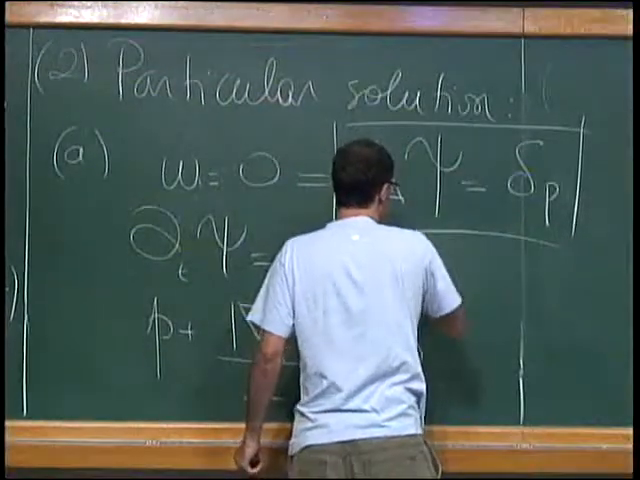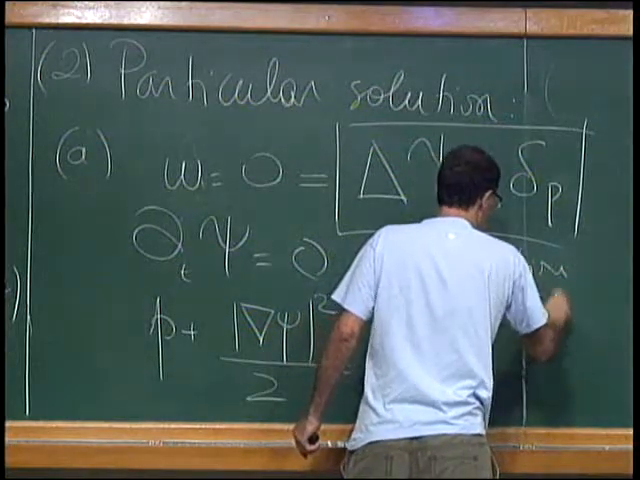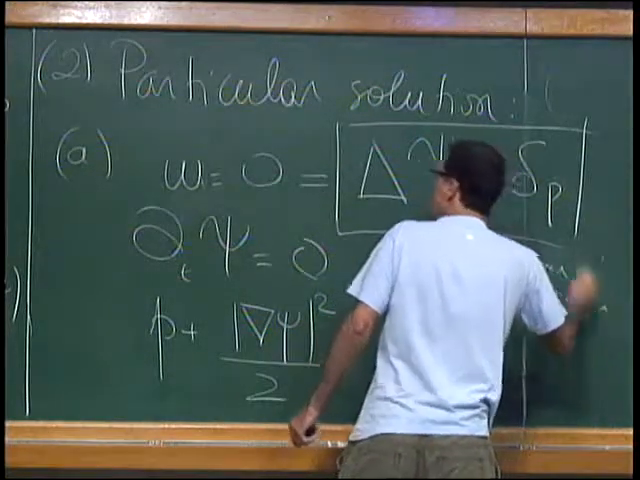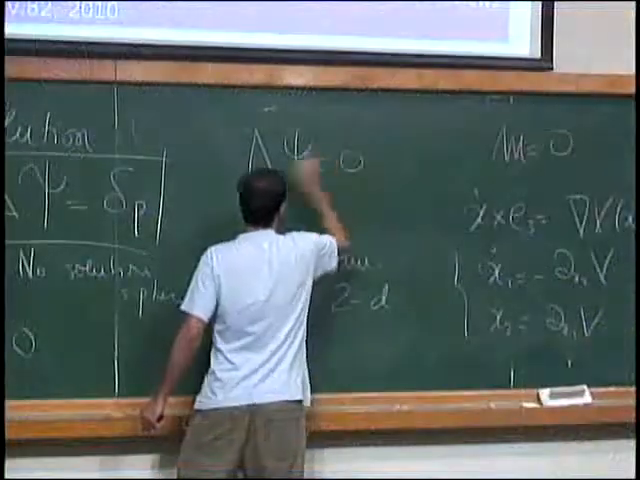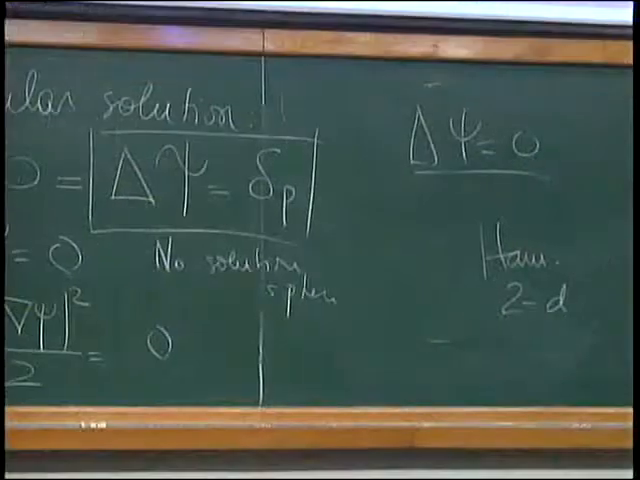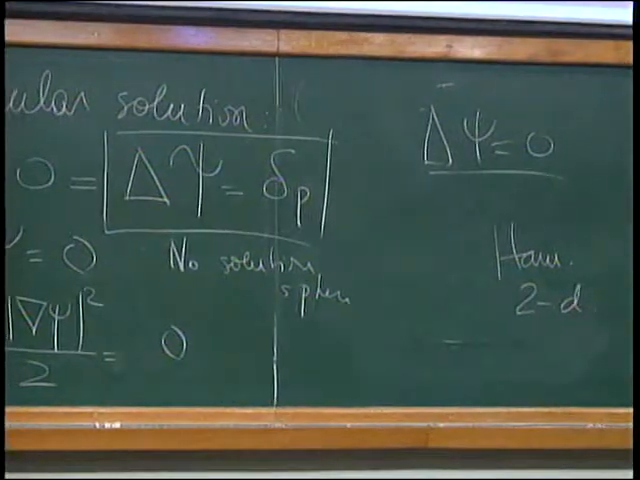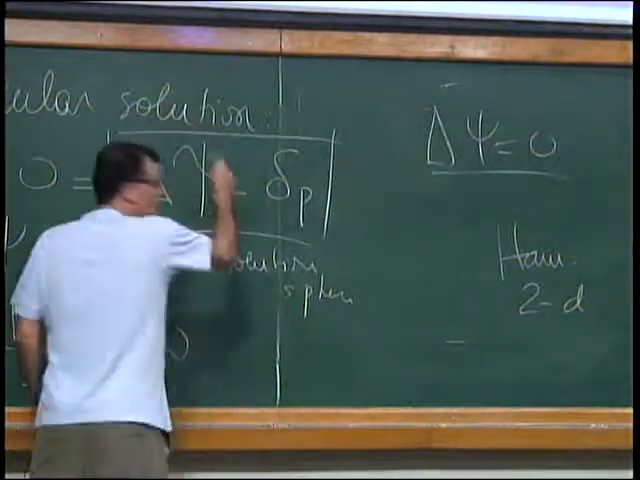No solution on the sphere. By the way, on the sphere, even this doesn't have any interesting solution, because the sphere is compact with no boundary, and the only harmonic functions are the constants. So there is no harmonic vector field on the sphere. So it's very natural that this also doesn't have any solution.